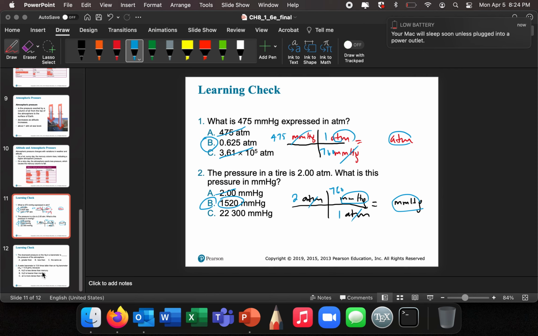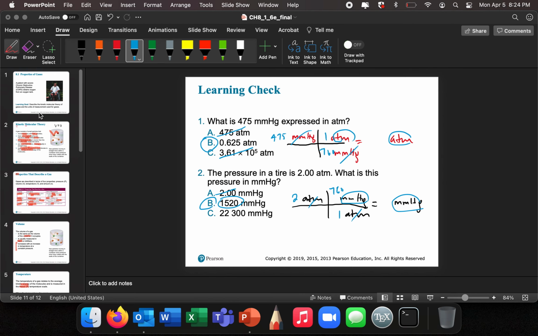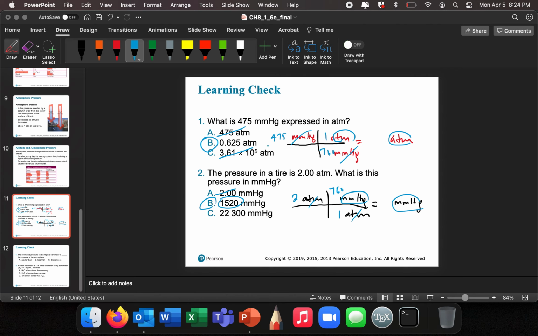Okay, all right, so I think that's all we're going to do. This last learning check is not, I think, valuable. So let's stop the video here, and hopefully that's a good exposure to the properties of gases, kinetic molecular theory of gases, and some conversions.